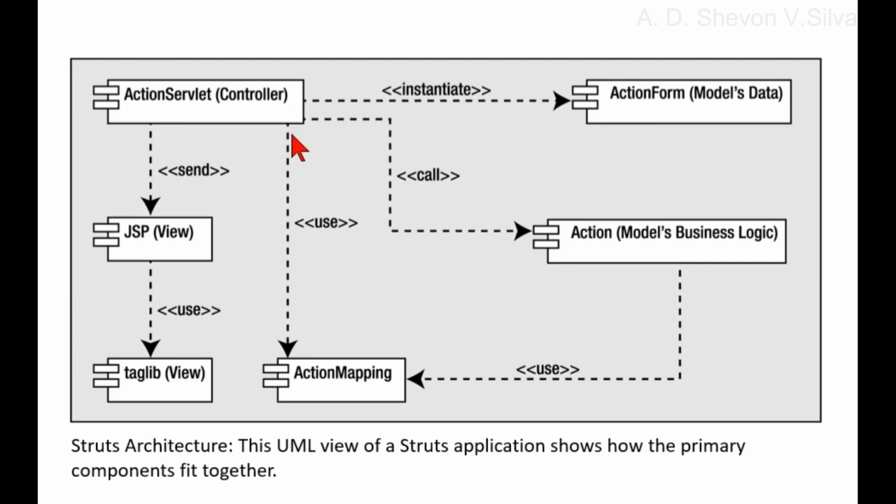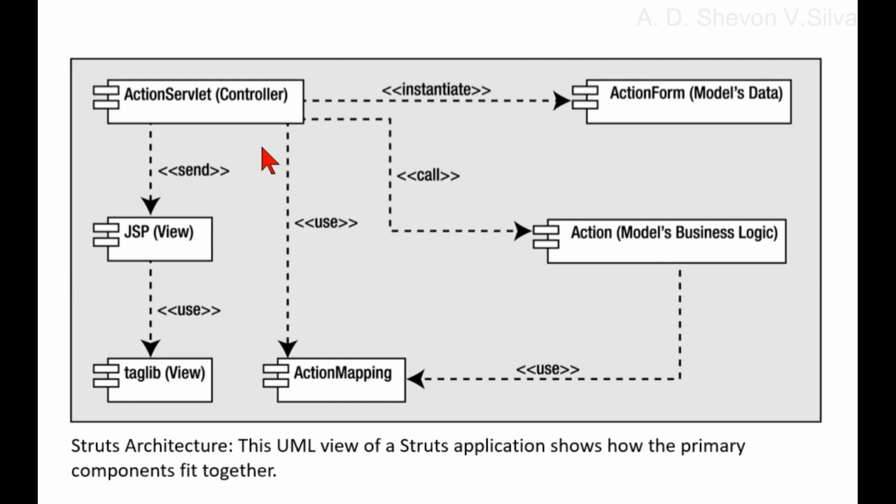This file defines the set of action mapping objects that each represent a mapping of an action to the appropriate model class. Therefore, the action servlet checks this struts-config.xml file to find the appropriate mapping for the current request.